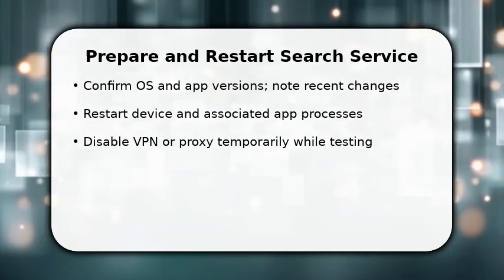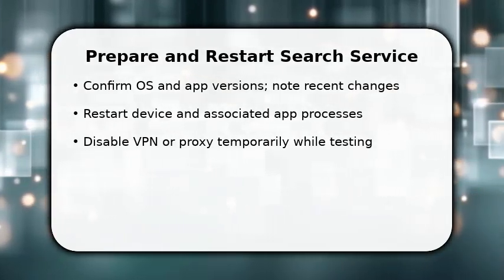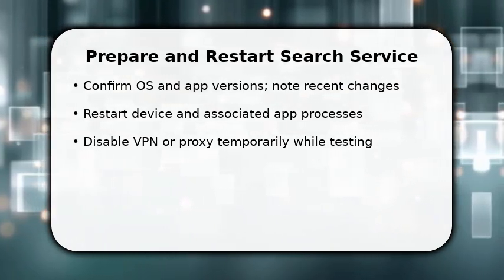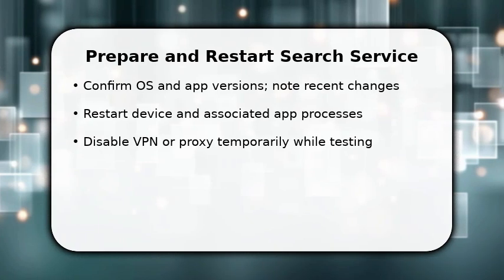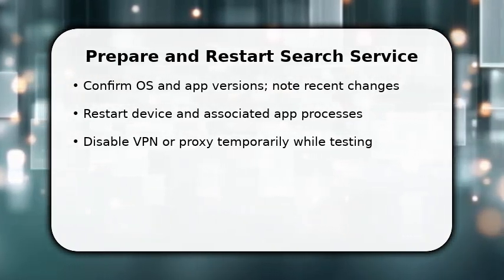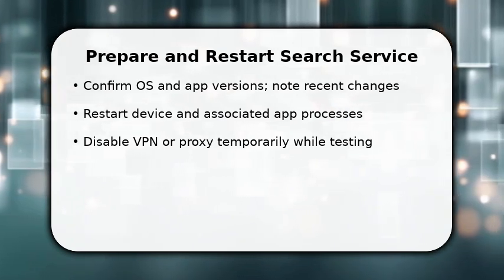You'll begin by confirming the exact OS and app version so you know which fixes apply. Once done, restart the device and the app. This clears transient glitches that often break search. Next, temporarily disable any VPN or proxy because routing can block search queries.